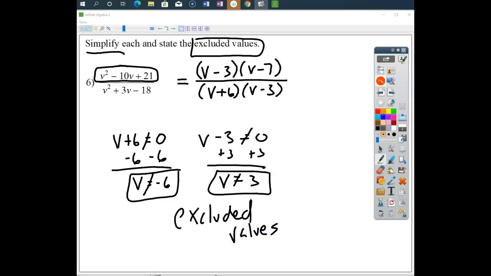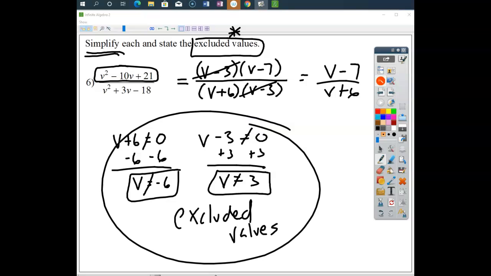Okay? Now, so that's the main thing I wanted to focus on for this. Is finding those excluded values. It's where the vertical asymptotes or the holes would be located. But we'll finish the problem anyway. It says simplify. So to simplify, you just cross off what they have in common. But that part is not quite as important as this because we've already done one of those other ones already. So the point there is the bottom can't equal 0.